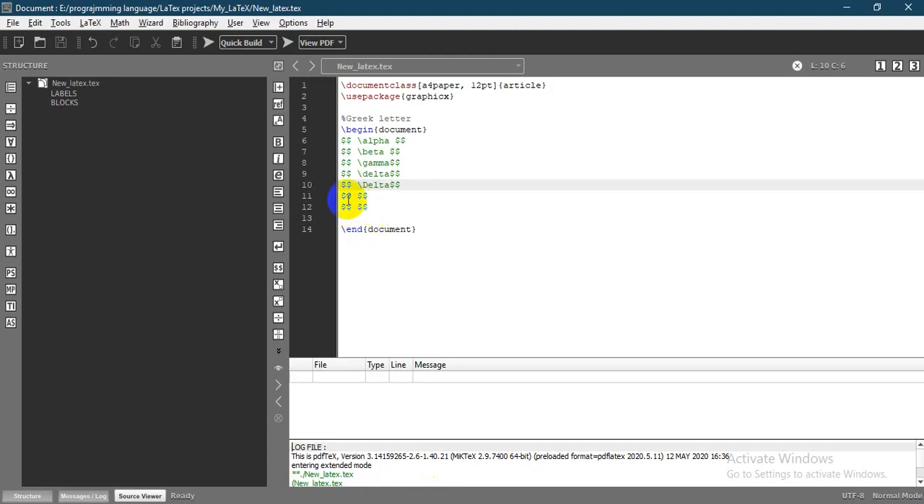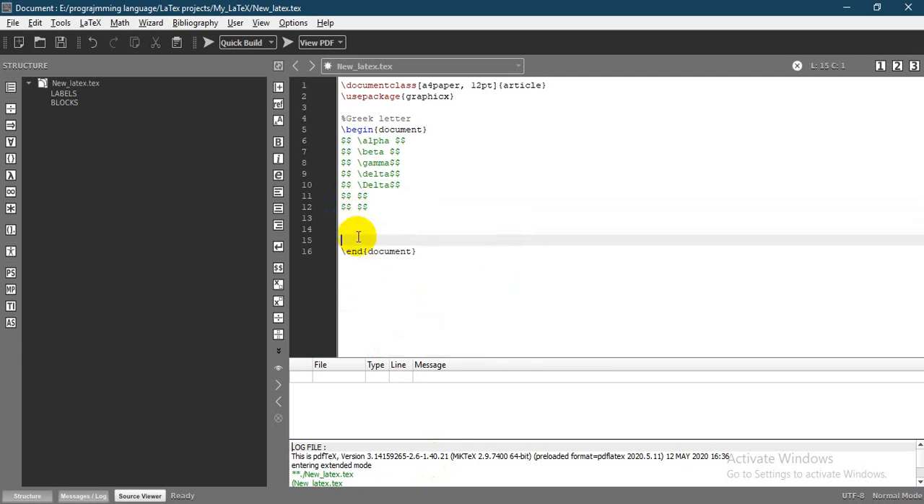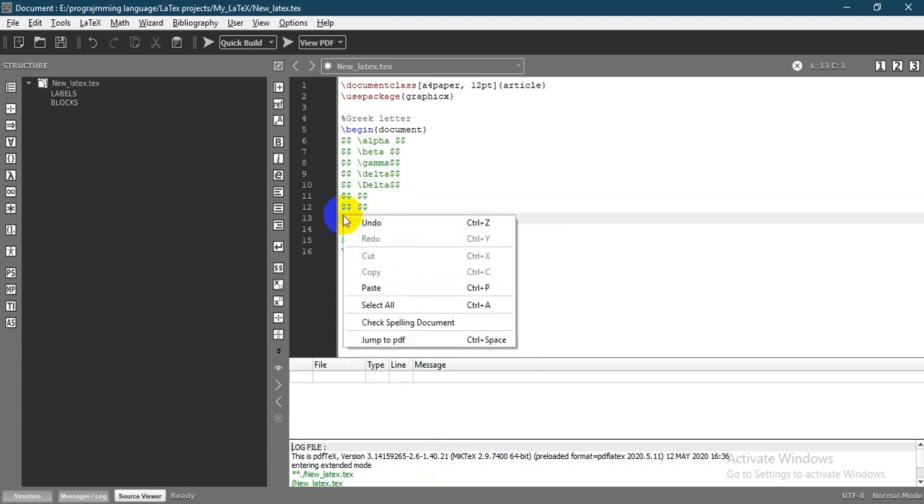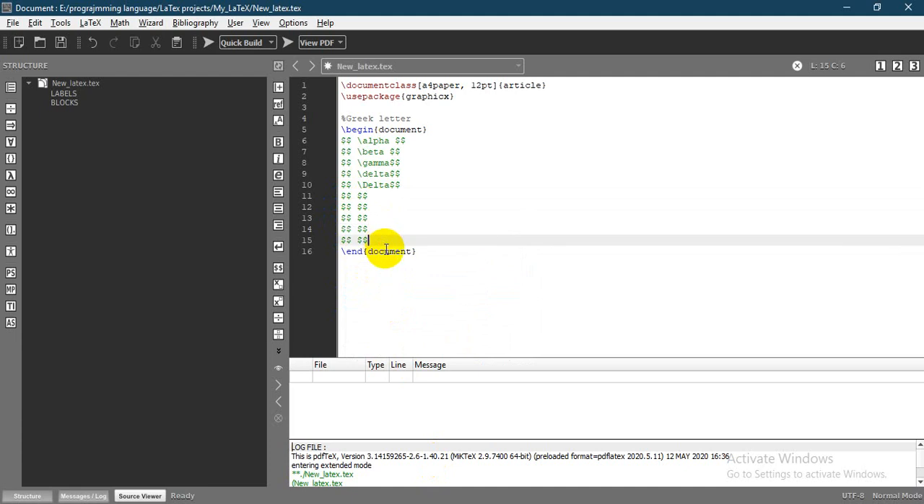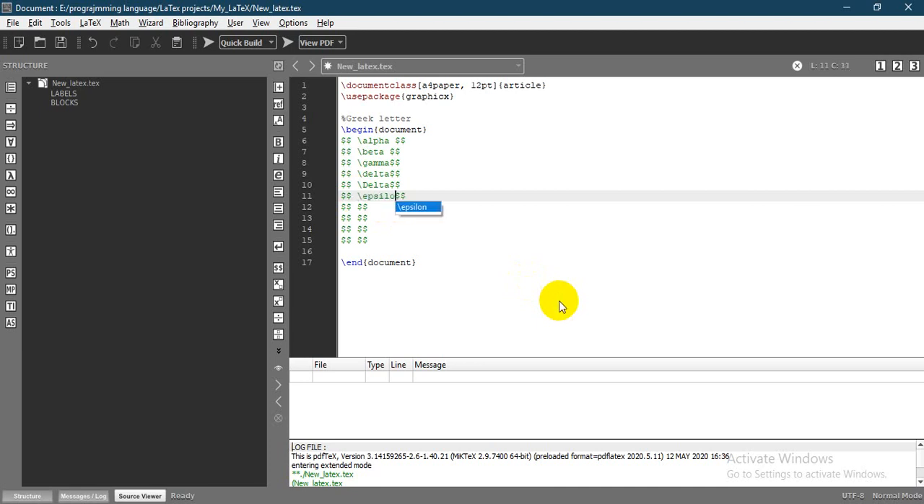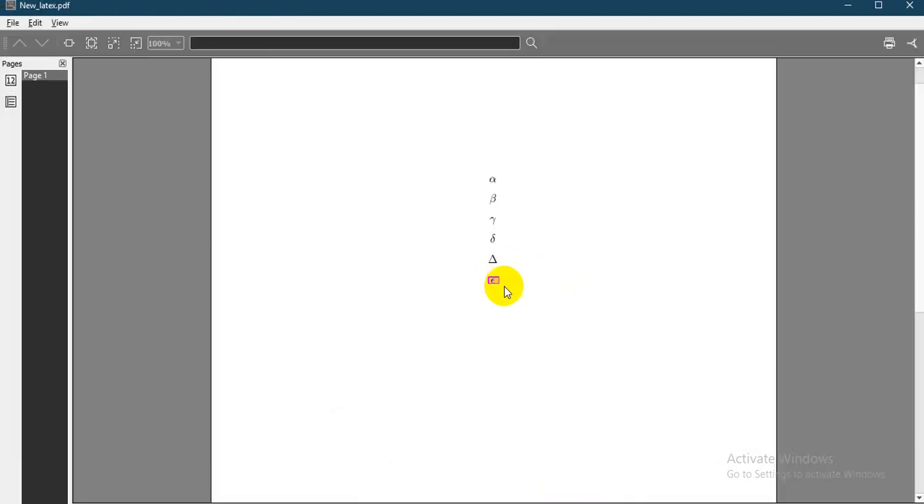So now the next one, I'll create other math modes here. I'll copy. I have another math mode here. Here math mode paste, and here math mode paste. Now after the delta, we have the E. The E letter in the Greek alphabet corresponds to epsilon. So we have epsilon. So now epsilon will be shown here. So this is epsilon. Epsilon is the small letter of epsilon.